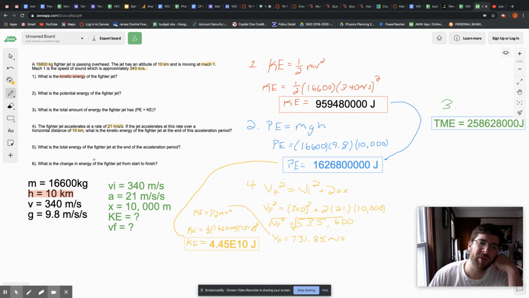Last one I'm going to leave up to you guys. What is the change in energy from start to finish? Well, you know what the total energy in the beginning was. After doing some addition here, you'll know what the total energy at the end is. You should be able to find the total change in energy.